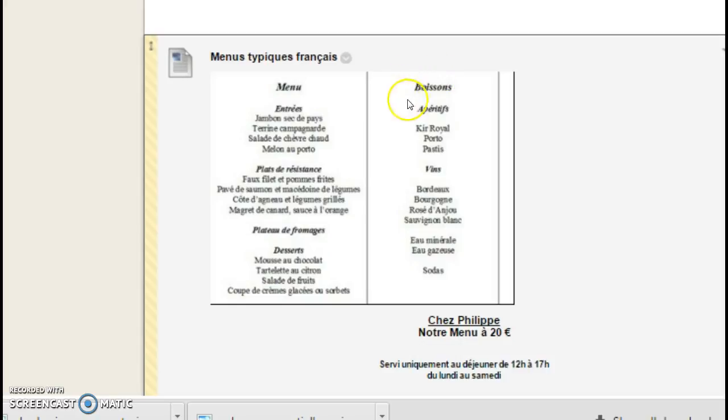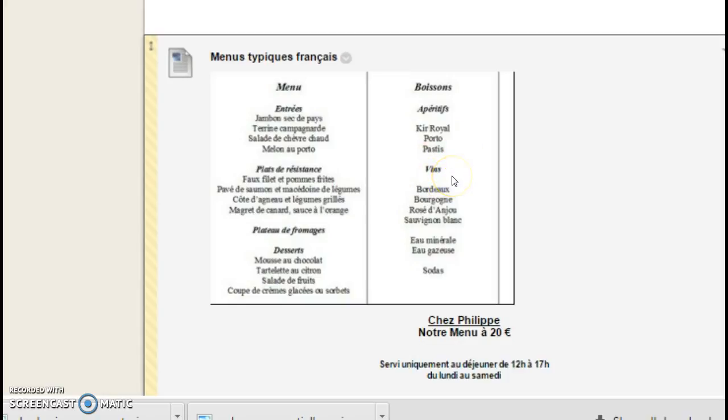Alors, here's a choice for the boisson. Apéritif, you remember, is your before dinner drinks. Kir royal, all right, with champagne. Porto, and pastis. That's a special drink from the south of France. It's pretty typical.